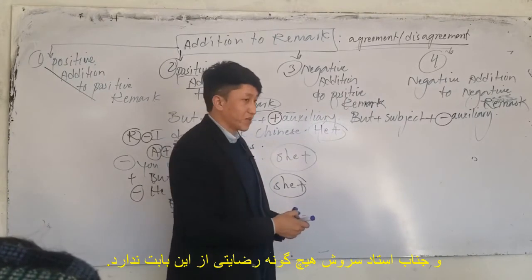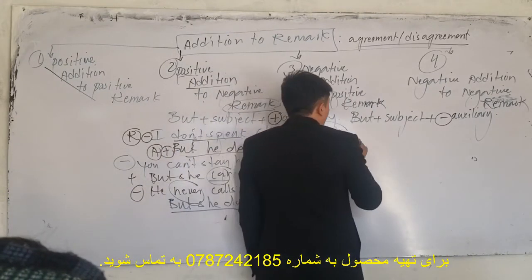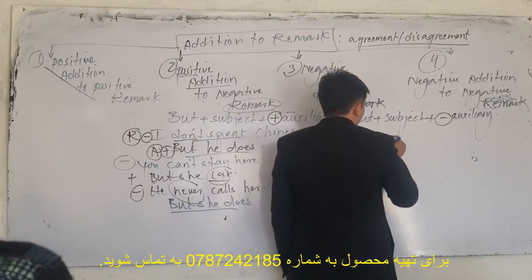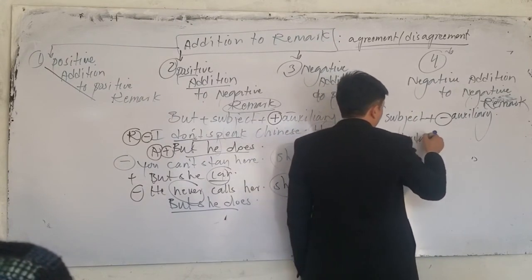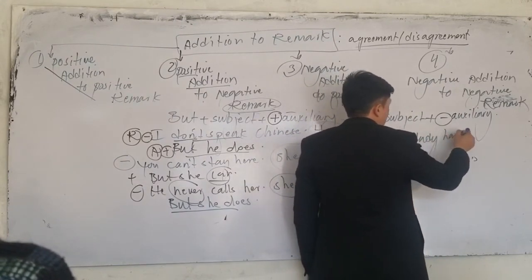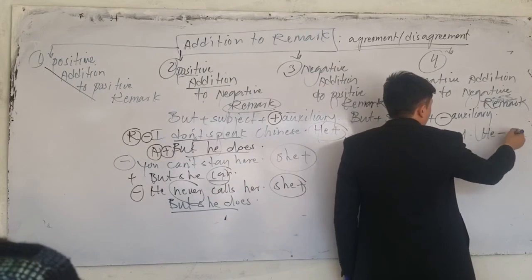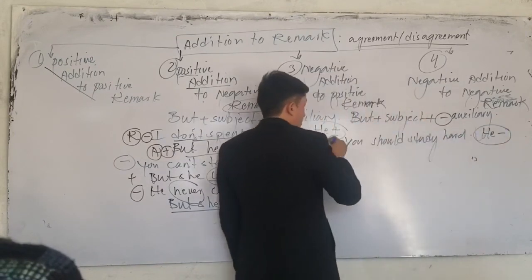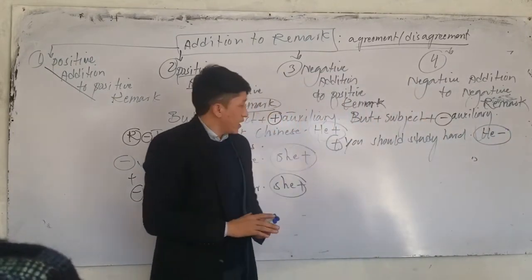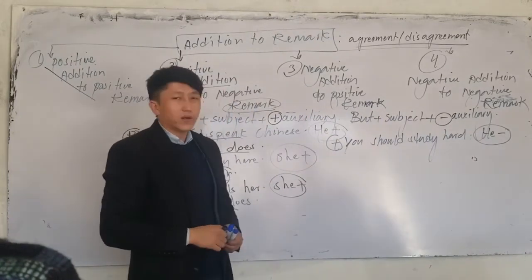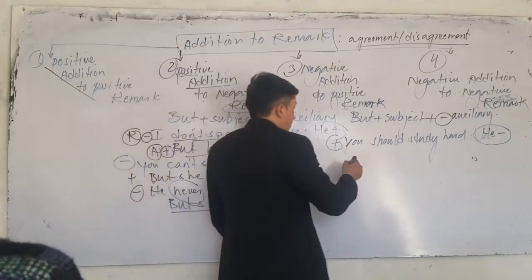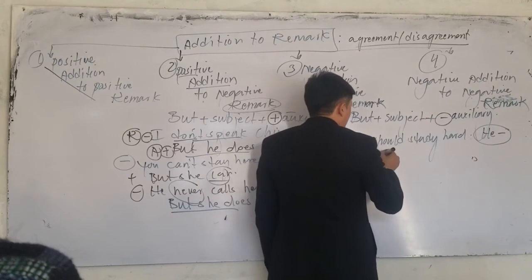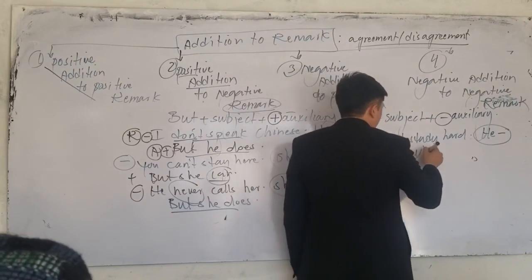There's not any option. For example, look, I say you should study hard. You should study hard. He, addition is negative, remark is positive. How can I add it? You should study hard. How can I add it? But he should or shouldn't? Shouldn't. But he shouldn't.